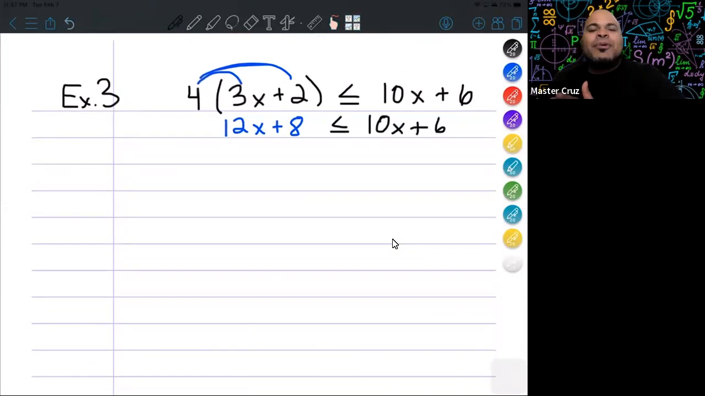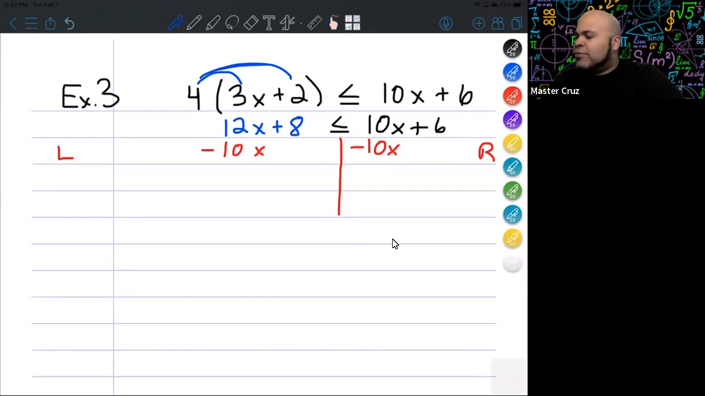And then I'm going to move all the variables to the left this time. So again, this is my left and this is my right. So I'm going to draw this line. And I'm going to move all the variables to the left. So if there are any variables on the right, I'm going to cancel them using inverse operations. So minus 10x, minus 10x.